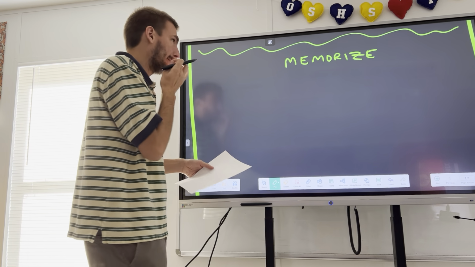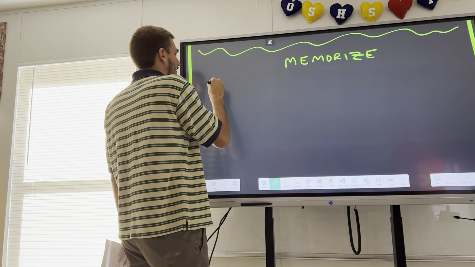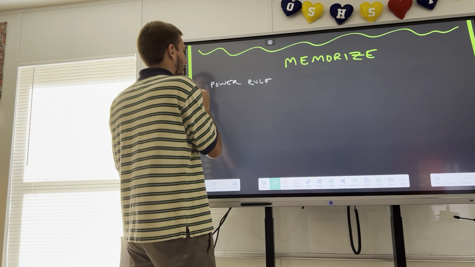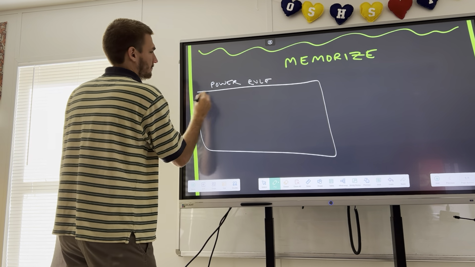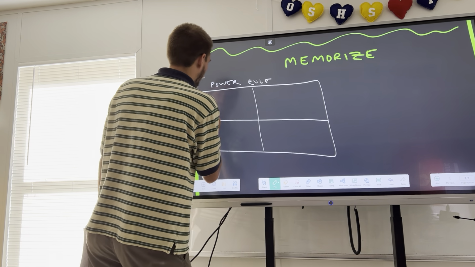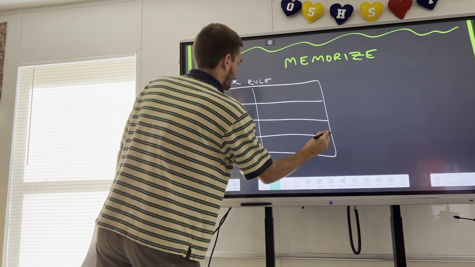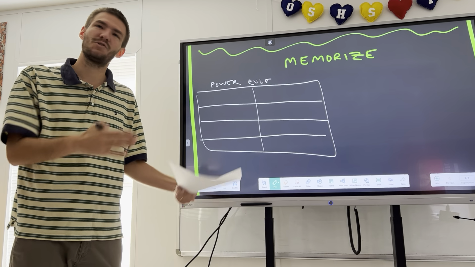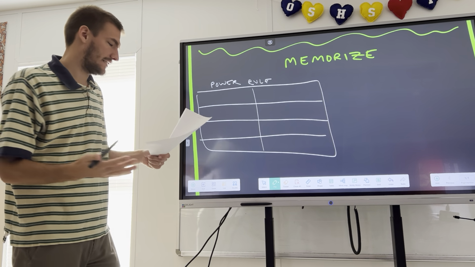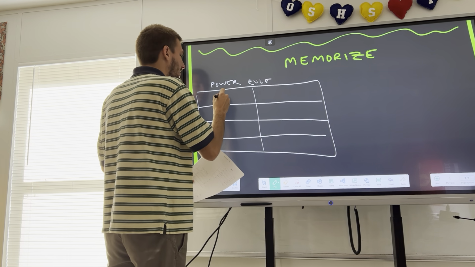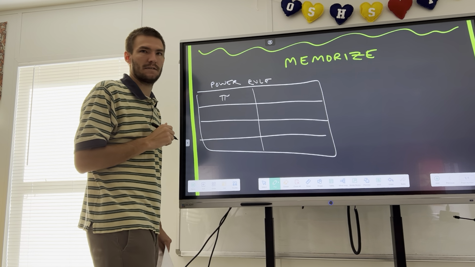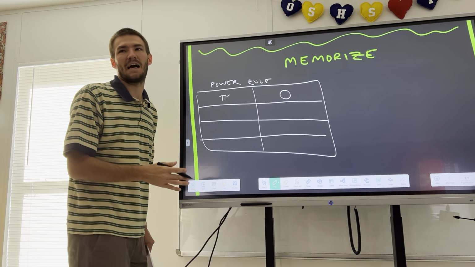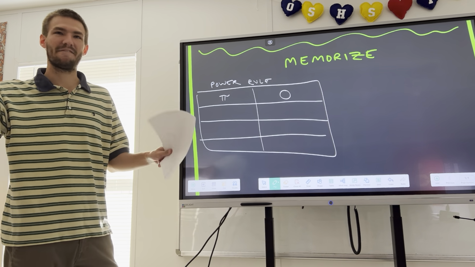So, let's talk about memorizing the power rule. There are 4 derivatives here that you have to memorize. And again, we just learned the power rule, so a lot of these are going to be pretty easy. What is the derivative of pi? 0. There you go. You got one answer right on the quiz, and we haven't even written these down yet.